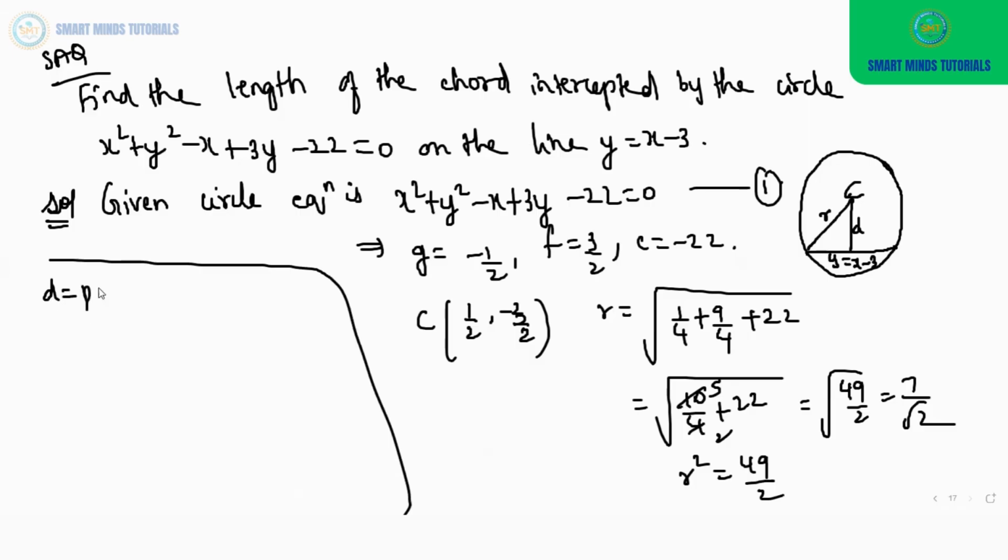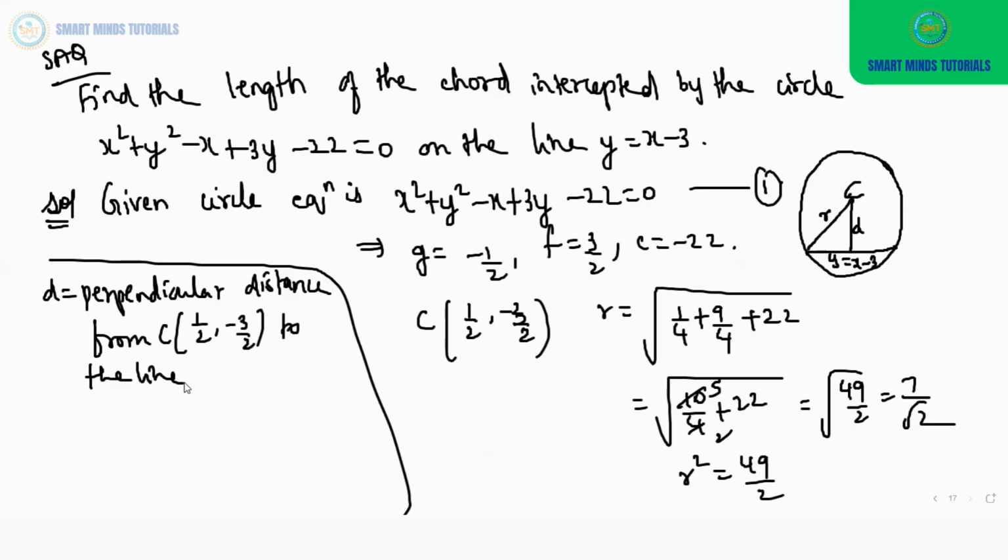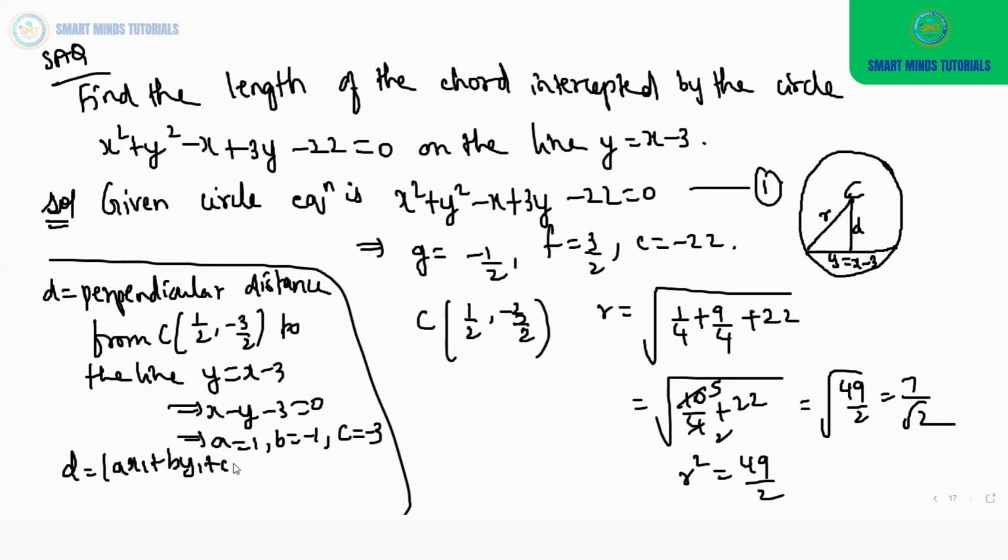Now we will write d, the perpendicular distance from the center (1 by 2, minus 3 by 2) to the line y is equal to x minus 3. We bring y this side: x minus y minus 3 is 0. a is 1, b is minus 1, c is minus 3. The formula is mod of a x1 plus b y1 plus c. The formula is very important. Don't do the substitution directly. The formula also carries marks. Now we have to do the substitution.